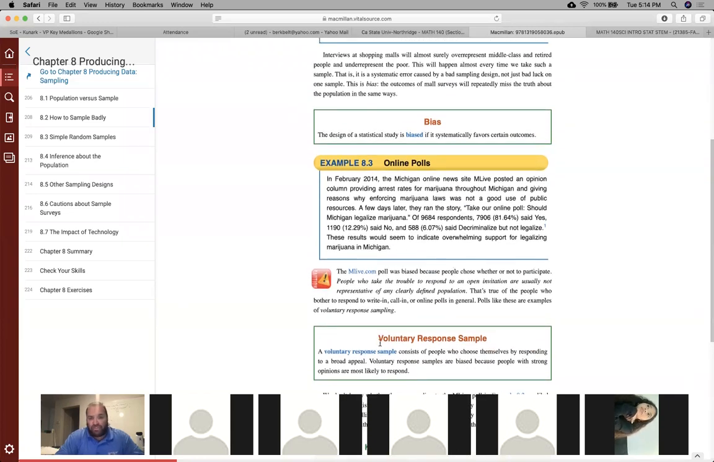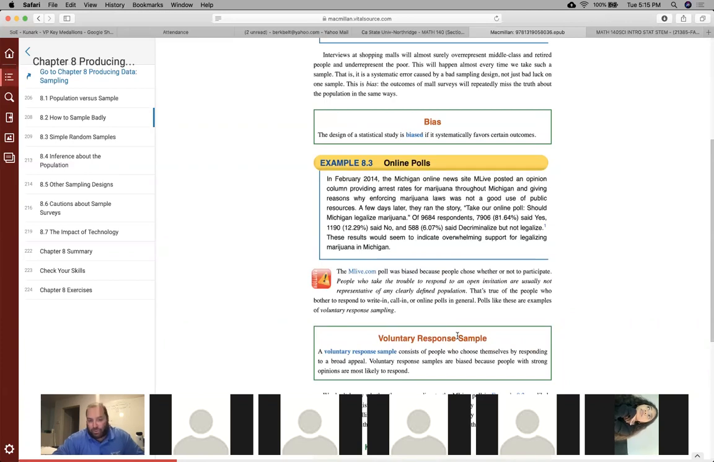Another bad sample, a voluntary response sample. A voluntary response sample are people who respond if they want to. What's an example of a voluntary response sample? You ever online come across some kind of poll on a website? Like, what's your favorite Game of Thrones character? What's your favorite this? What's your favorite that?